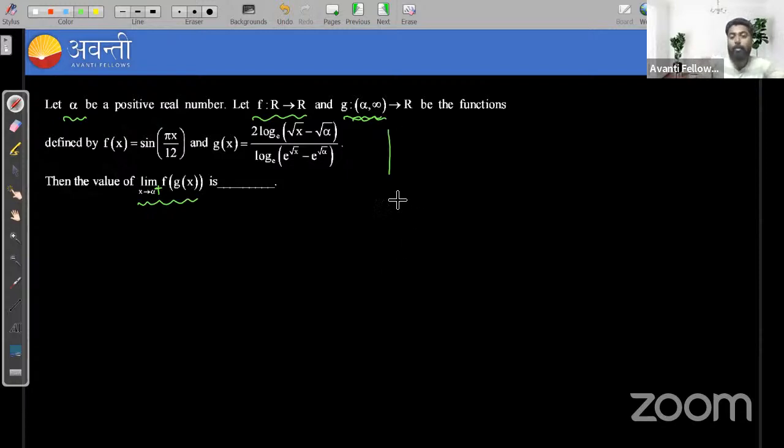That means first you have to find f of g of x. So what is f of g of x actually? Okay, chalo, theek hai.